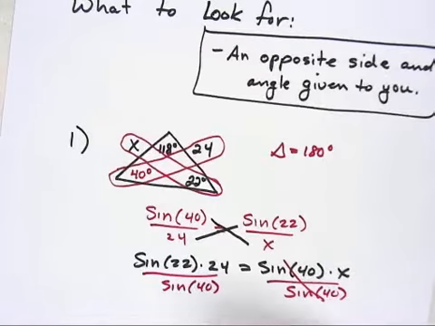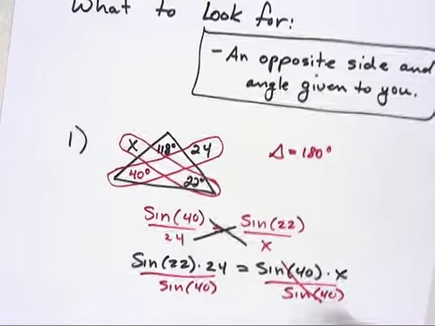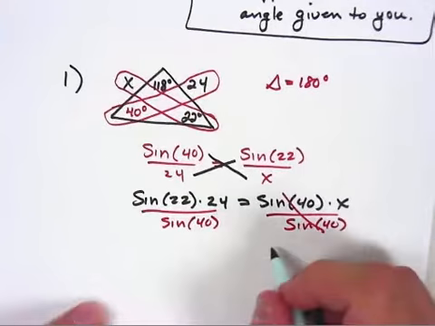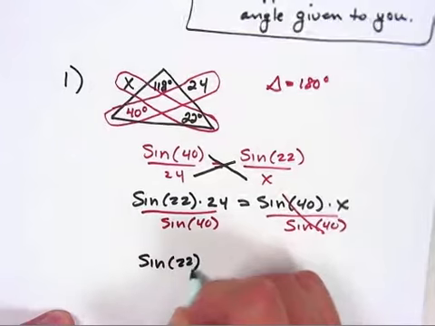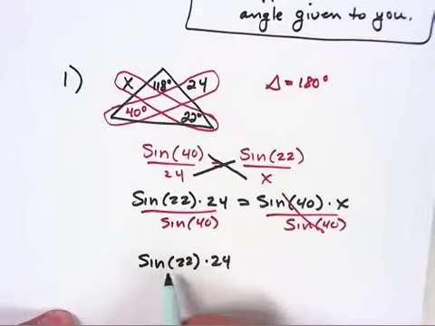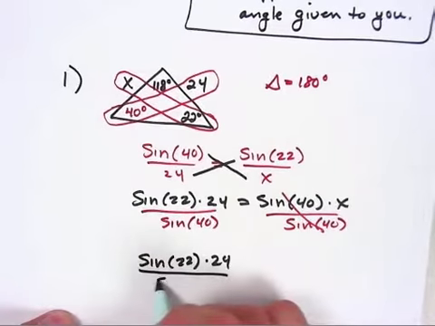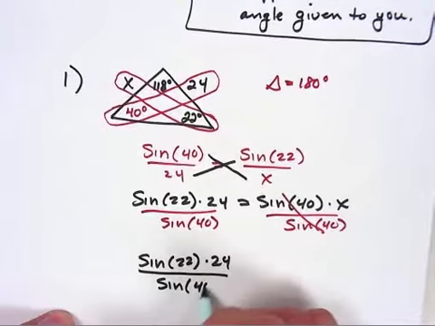Now to solve for this, I'll move this up here so you can see a little bit more of the problem. What I need to finish doing this is I have the sine of 22, like I have here, times 24. I'm going to evaluate that first on my calculator, and then I'm going to divide by the sine of 40. Okay?